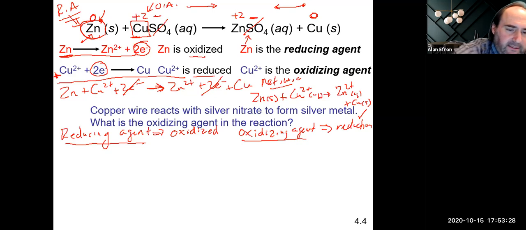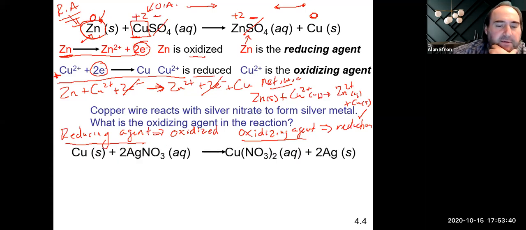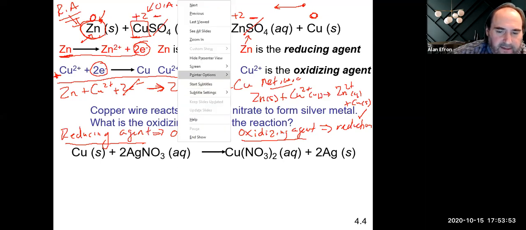Okay, so let's take a look at this one here. Copper wire reacts with silver nitrate to form silver metal. What is the oxidizing agent? So if we were to write the reaction for this, it would be this reaction here. Copper wire is solid copper. Again, no charge when it is by itself. So the oxidation state here, let's get rid of that so you guys can write it.